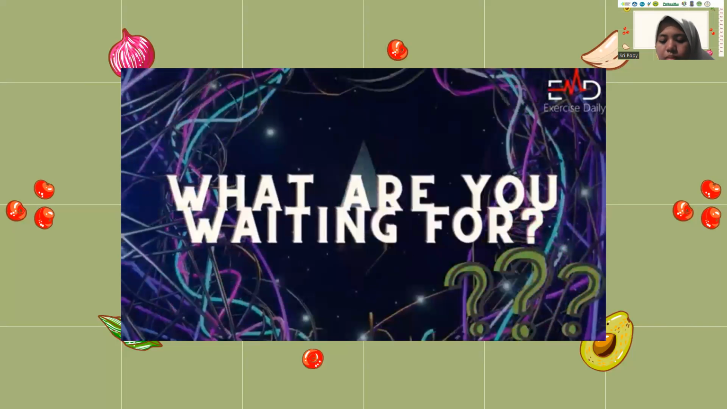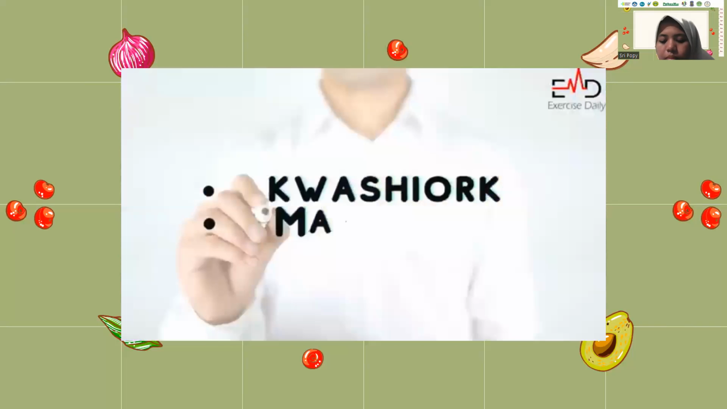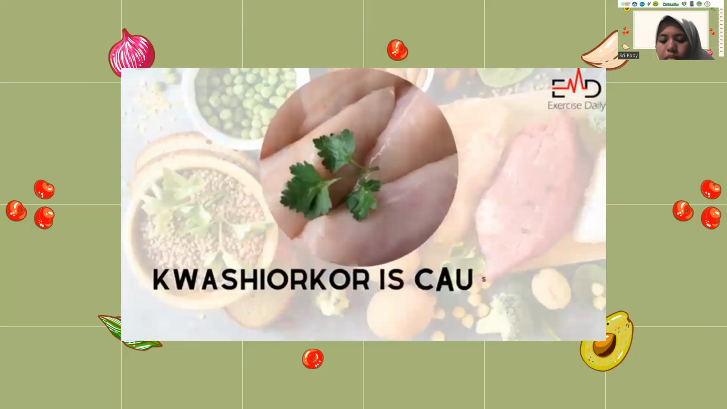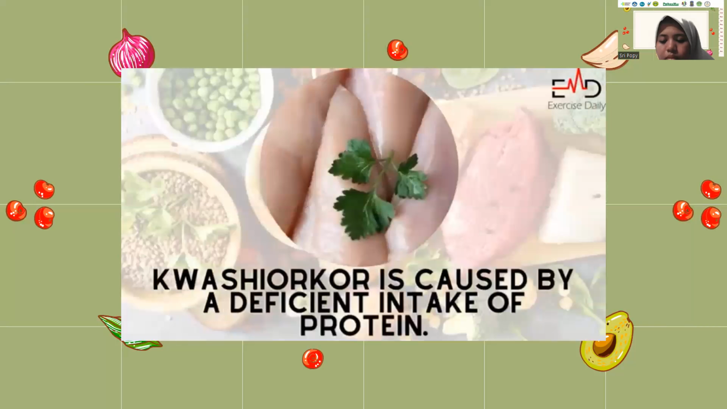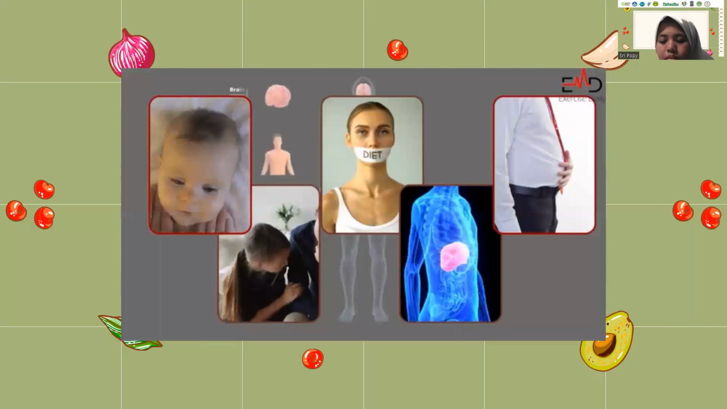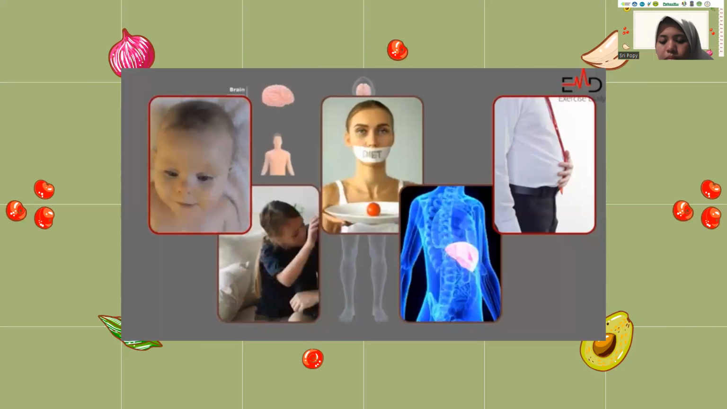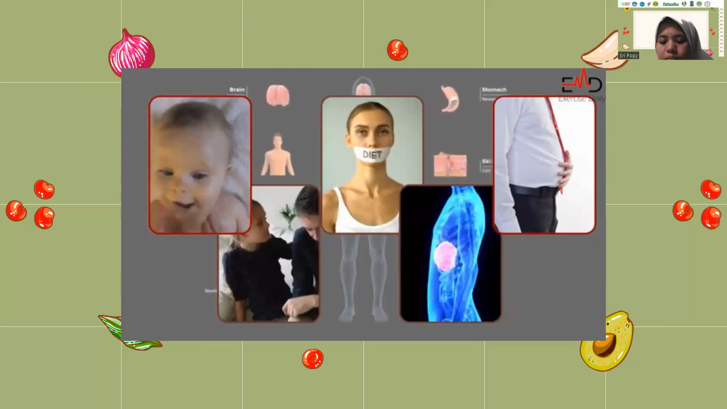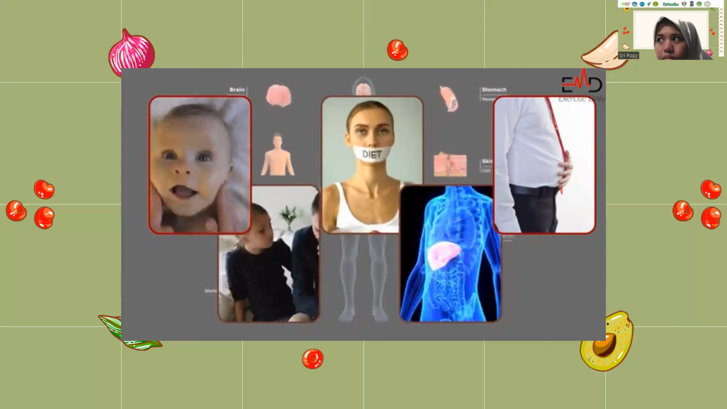So back to the topic. There are two types, kwashiorkor and marasmus. Kwashiorkor is caused by a deficient intake of protein. Mild symptoms include the child's moon face, a child becomes irritable, anorexia, fatty liver, enlarged liver, and swelling, edema.